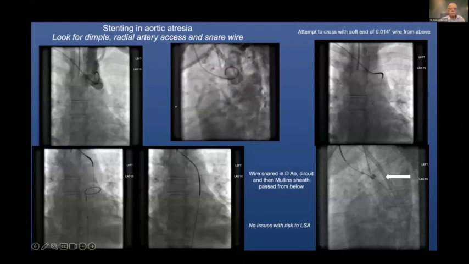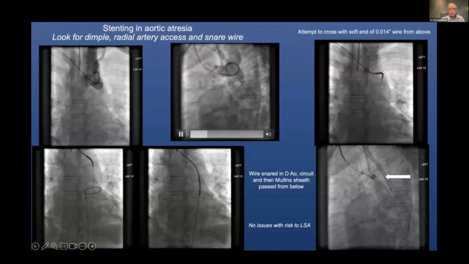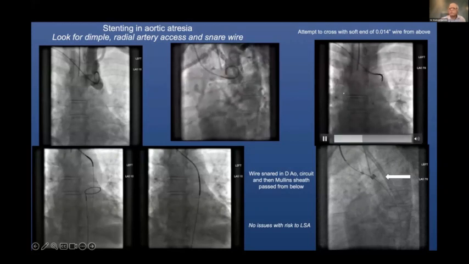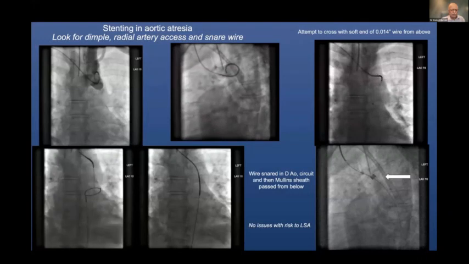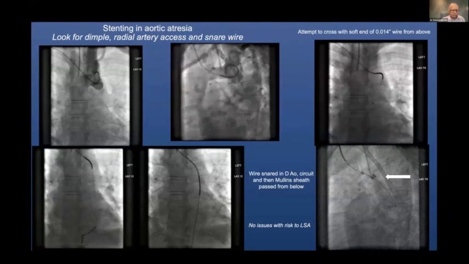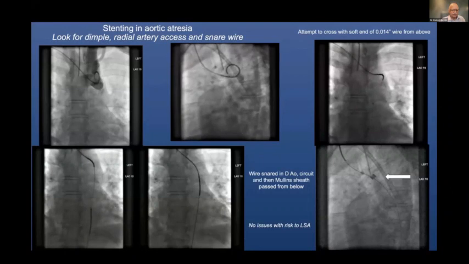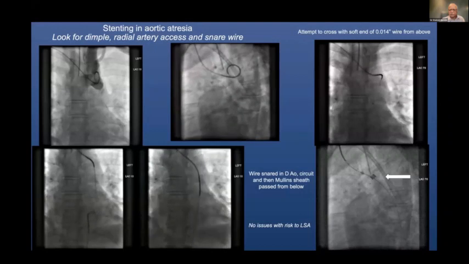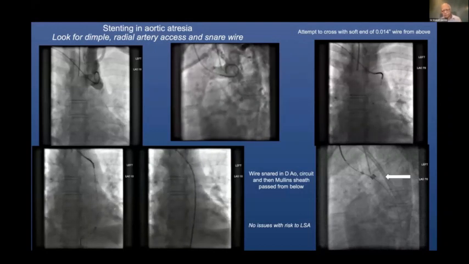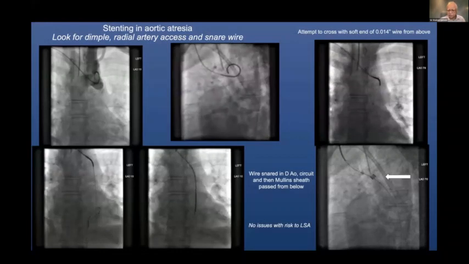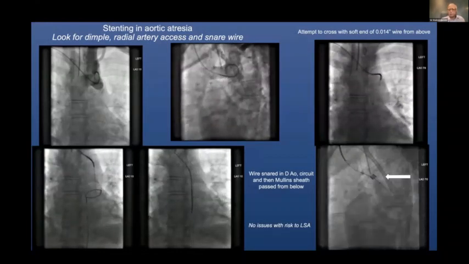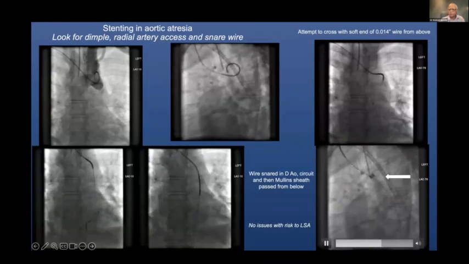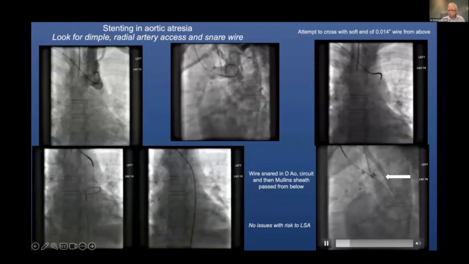This was the example I showed you earlier, and from a radial artery approach, a pigtail angio shows no way through. So in this example, we attempted with a soft end coronary wire from above, and you can see once it was through, the guide wire was snared in the descending aorta, which allowed you to push the catheter from above into the descending aorta. And once it's snared, you can establish an arterial guide wire circuit, change the wire over to 035, and then advance the Mullins sheath up into above the coarctation and do some check angiograms.